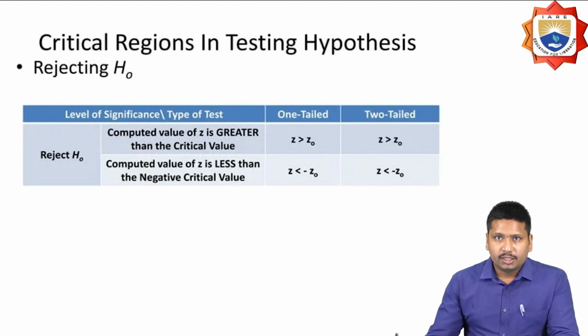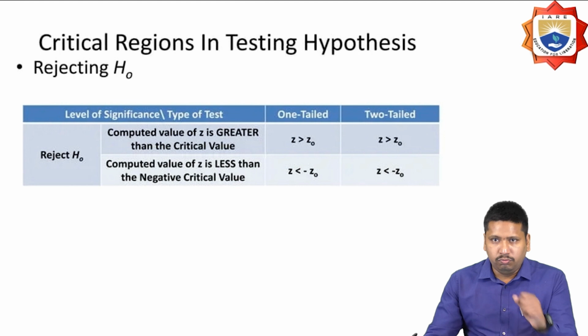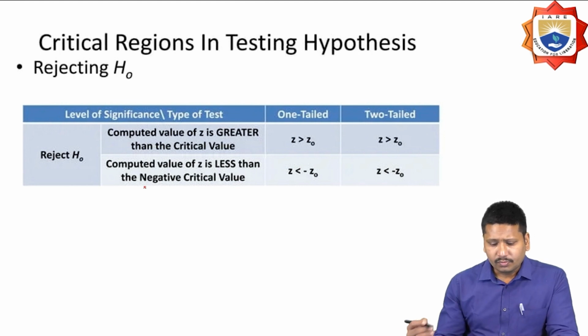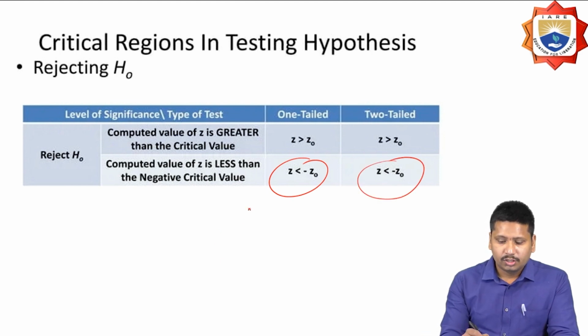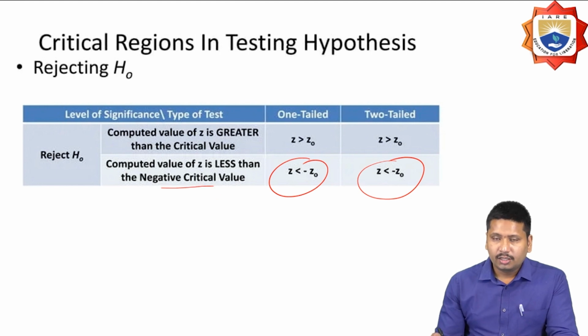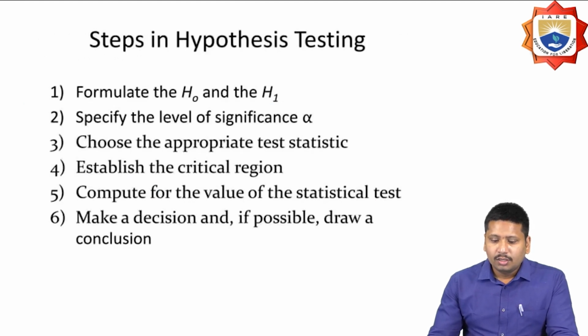Then, critical regions in testing hypothesis. For rejecting H naught at a given significance level, if the value I'm computing is greater than the critical value, that is the case in one tail as well as two tails. And the other case of rejection is when the computed value of z is less than the negative critical value. Then, in one tail and two tails as well, the computed value should be less than the negative critical value, and then we reject H naught.